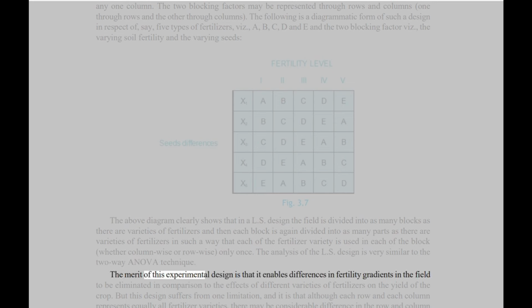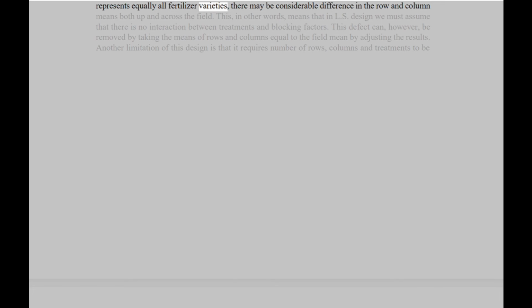The merit of this experimental design is that it enables differences in fertility gradients in the field to be eliminated in comparison to the effects of different varieties of fertilizers on the yield of the crop. But this design suffers from one limitation, and it is that although each row and each column represents equally all fertilizer varieties, there may be considerable difference in the row and column means both up and across the field. This, in other words, means that in LS design we must assume that there is no interaction between treatments and blocking factors.